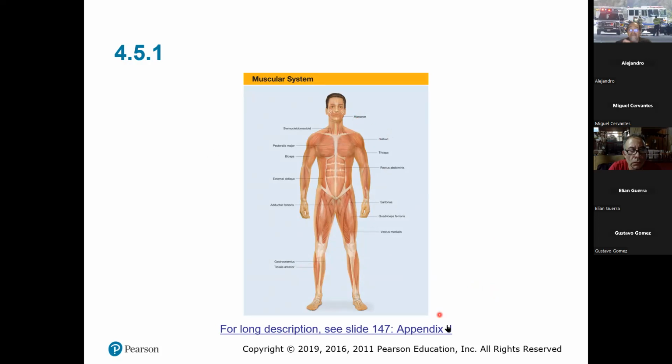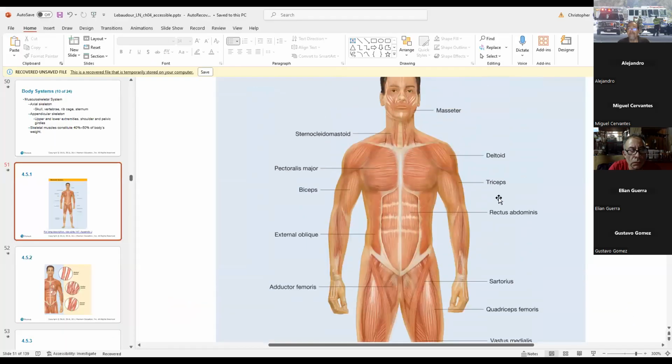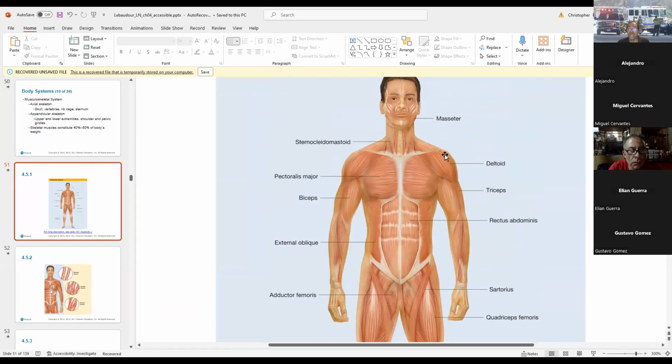I don't know if you guys can see this picture. It's a lot easier to see it close up. Your deltoid muscle, which is your shoulder muscle, where they give you injections. Pectoralis major, which is your chest muscle itself. There's a sternocleidomastoid muscle.